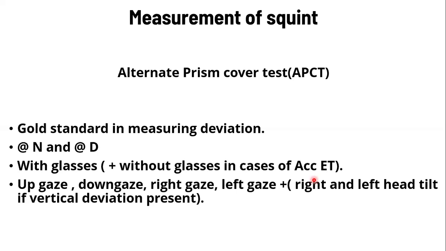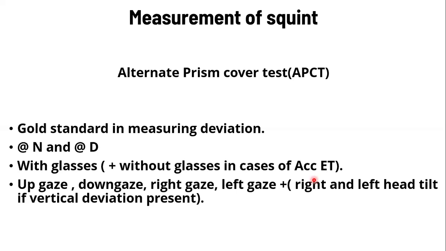If the patient is having comitant strabismus, then it is also important, as in some cases there might be something called lateral incompetence. In patients with exotropia especially, you might have lateral incompetence. The angle of deviation in right gaze, left gaze might be less than the angle in the primary position. And if the patient is having vertical deviation, then you also need to measure the angle of deviation in right head tilt and left head tilt.